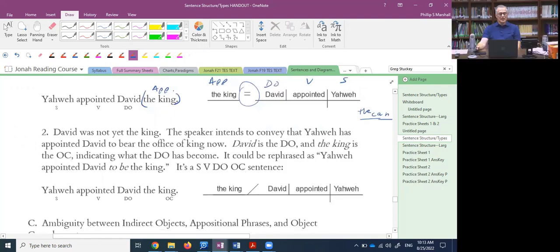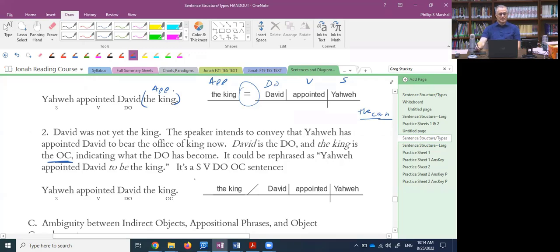Now, scenario number 2, David is not the king yet. David's not the king, okay? And so we could interpret the speaker as intending here that Yahweh has appointed David to now be the office bearer of the king, all right? So David is the direct object again, but the king is now an object complement, not an appositional structure, indicating what the direct object has become as a result of Yahweh's appointing. And you could rephrase this as Yahweh appointed David to be the king, right?